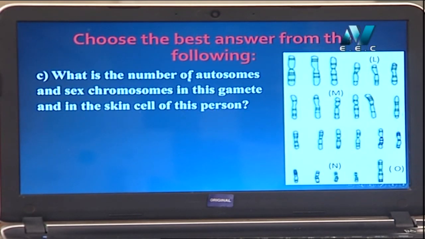What is the number of autosomes and sex chromosomes in this gamete? Of course, the gamete contains 22 autosomes and 1 sex chromosome, and in the somatic cell, like the skin or any other somatic cell, the number will be doubled, so it contains 44 autosomes and 2 sex chromosomes.